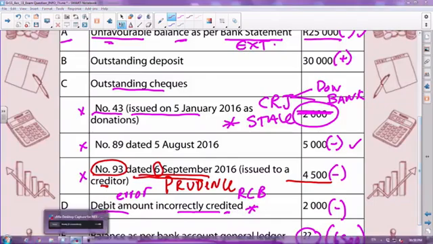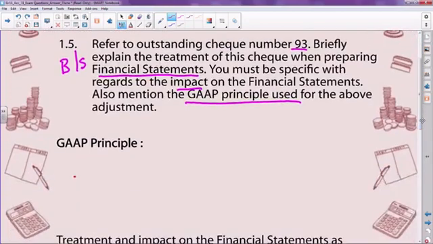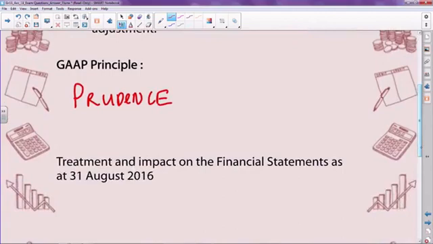So let's go to the actual answer sheet. Okay, so we can obviously talk about this on the actual answer sheet itself. Right, so the principle that we are using is the GAAP principle prudence, and the reason for this is as follows. Okay, treatment and impact on the financial statements as at 31st of August 2016. So remember, guys, prudence, we don't want to overstate amounts in our balance sheet. So which two items are going to get affected?